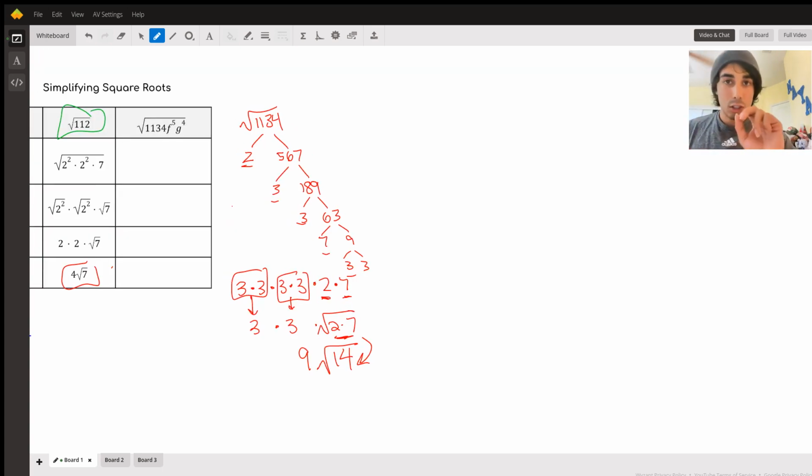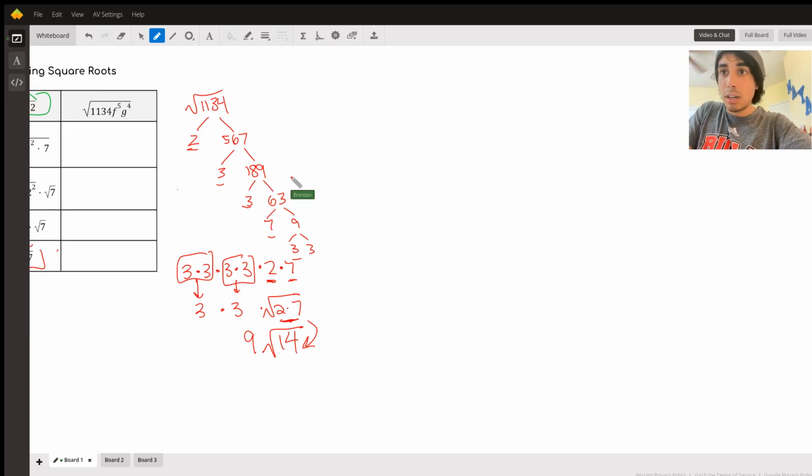All right, here's the shortcut for the variables. So I see an f to the 5. And again, remember, we're doing it piece by piece. So worry about the number, then worry about each letter by itself. F to the 5. This is all you're going to do. Divide the exponent by 2. The reason you divide it by 2 is because you're taking a square root. The remainder is important, so don't write 2.5 here. We're going to say it's 2 with a remainder of 1.